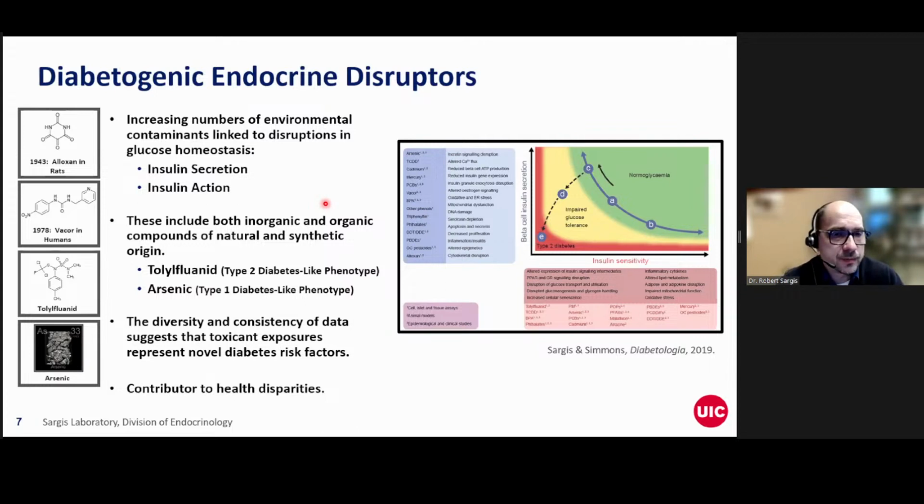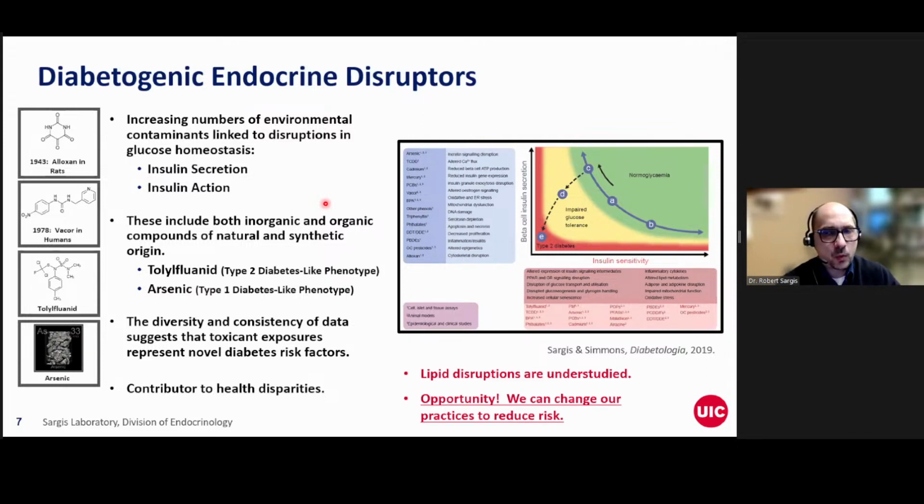We've studied two, tolylfluanid and arsenic, and it's the latter that I'm going to talk about. But what's important when we look at the totality of the data is that the diversity and consistency of that data suggests that toxicant exposures represent novel diabetes risk factors. And importantly, disparate exposures to these chemicals are also likely contributors to health disparities as well. But while our focus has generally been on diabetes, I think it's important to recognize that lipid disruptions are also a possible consequence of not only disruptions in this relationship between insulin secretion and insulin action, but also other metabolic disturbances as well. And this is an area that needs more study.